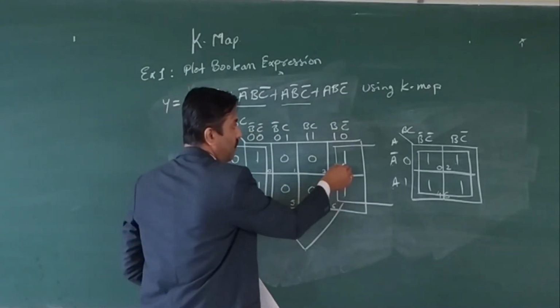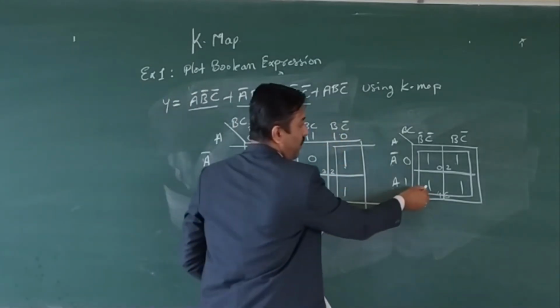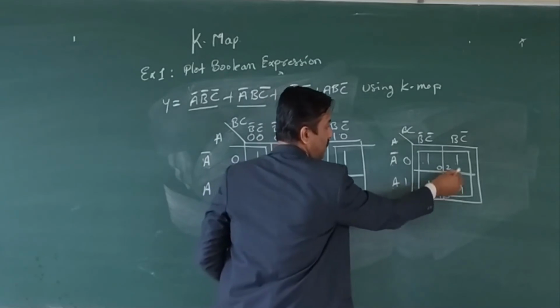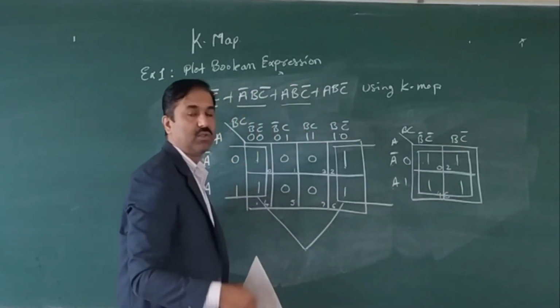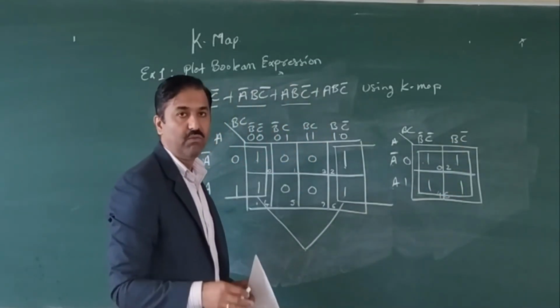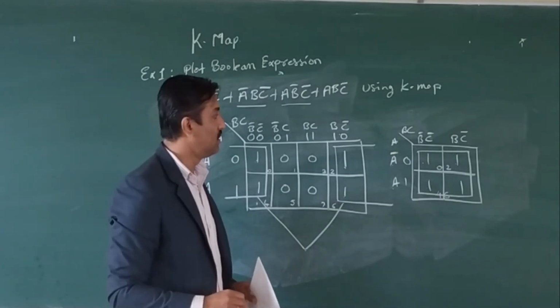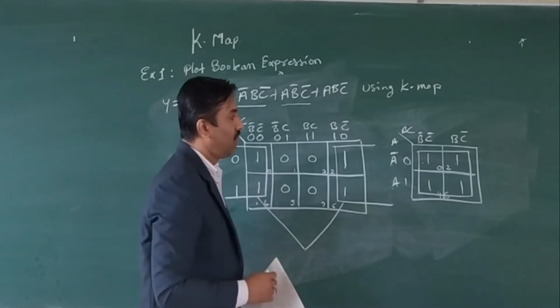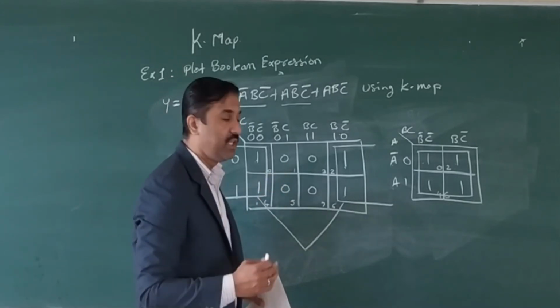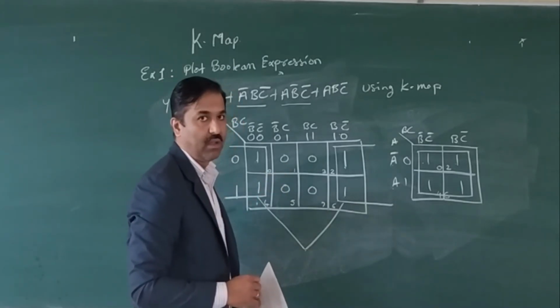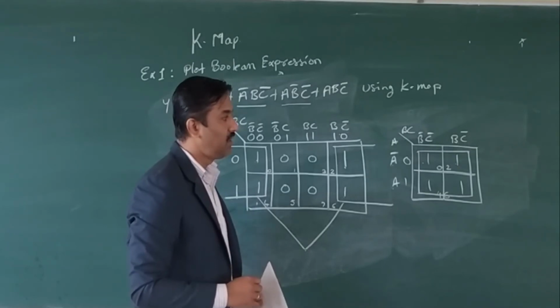And for these two ones it is B C bar. For these two ones it is B bar C bar, and for these two ones it is B C bar. So find out the term which is changing, or find out the term which is remaining constant. So what is that? Which is the variable which is changing? Can you answer me? Which is the variable which is changing?